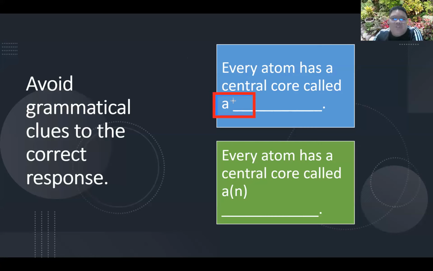kasi kapag atom to, dapat an atom yung nilagay ni ma'am. Hindi naman to siguro dog. Or hindi naman to siguro vowel, no? Kasi kapag vowel to, dapat an yung nilagay ni ma'am. So dapat hindi kayo nagbibigay ng grammatical clues. And how do we deal with it? Like this one. Okay, you write it as a or an.